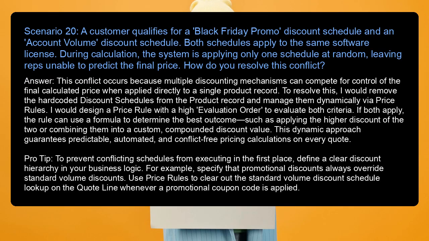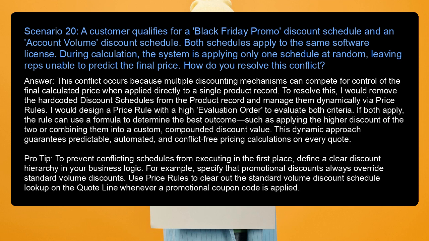Scenario 20. A customer qualifies for a Black Friday promo discount schedule and an account volume discount schedule. Both schedules apply to the same software license. During calculation, the system is applying only one schedule at random, leaving reps unable to predict the final price. How do you resolve this conflict?